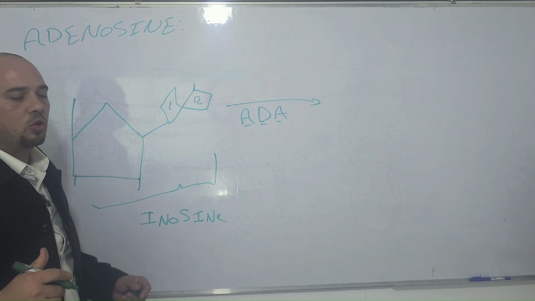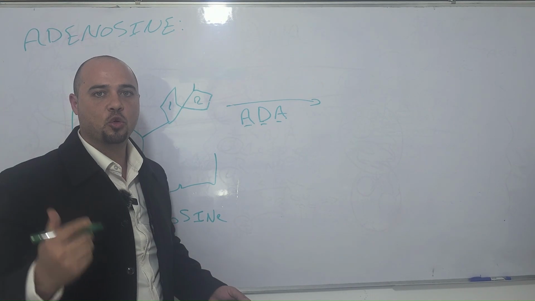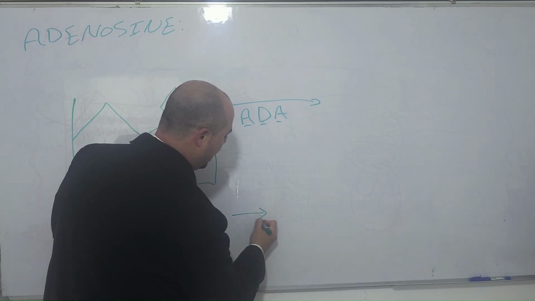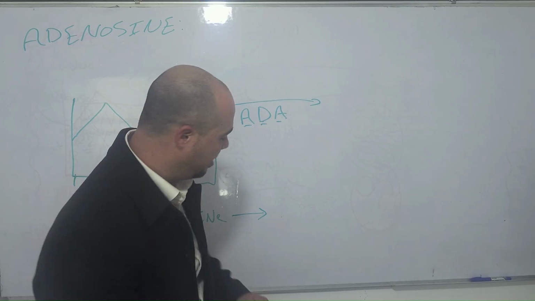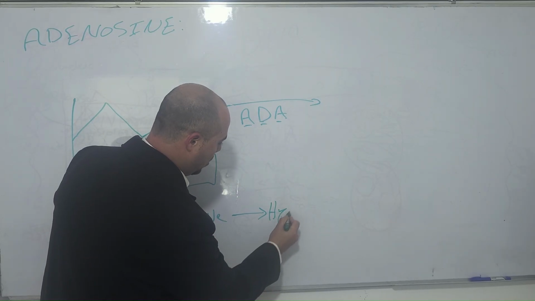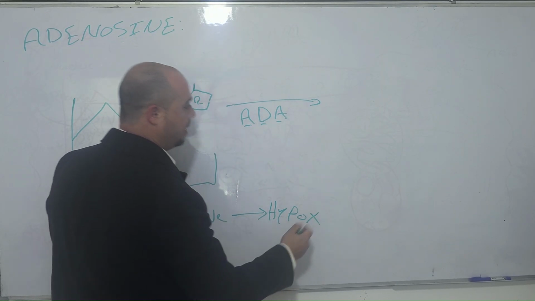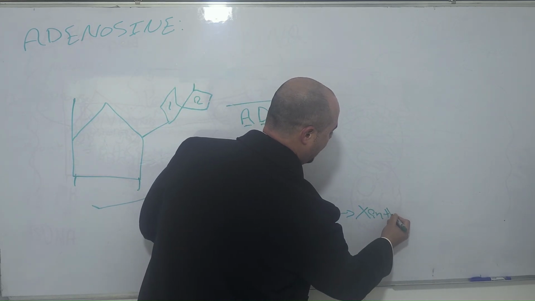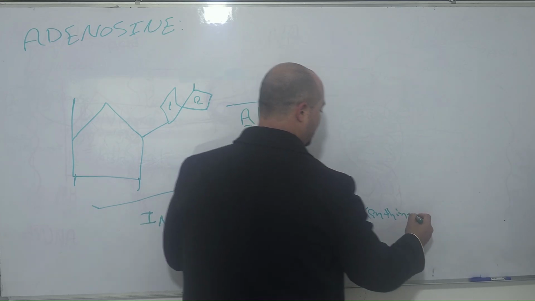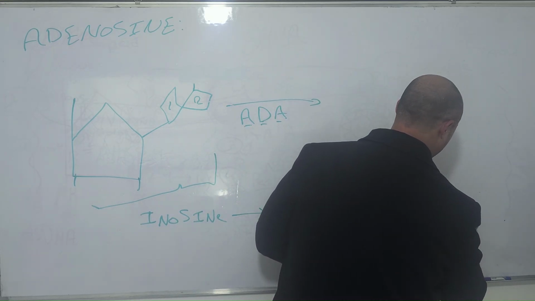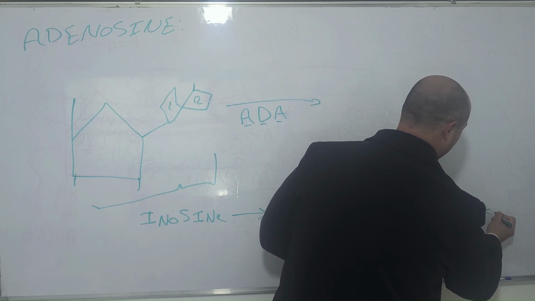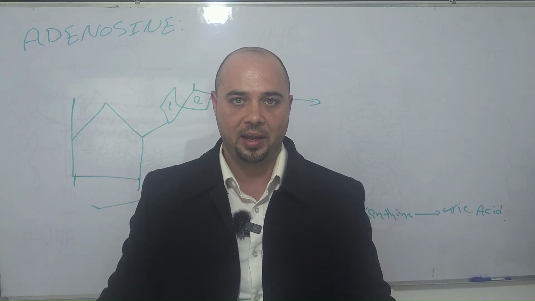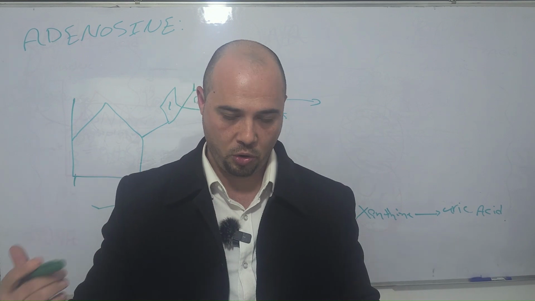Adenosine, basically, goes through this pathway. It's called a purine salvage or a purine degradation pathway. The adenosine becomes something called hypoxanthine, and then the hypoxanthine becomes something called xanthine, right? And the xanthine eventually becomes uric acid. And uric acid is secreted out of the body by your urine.